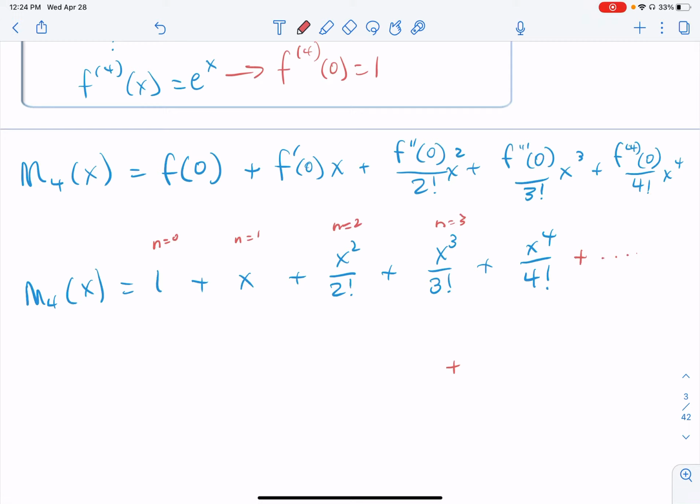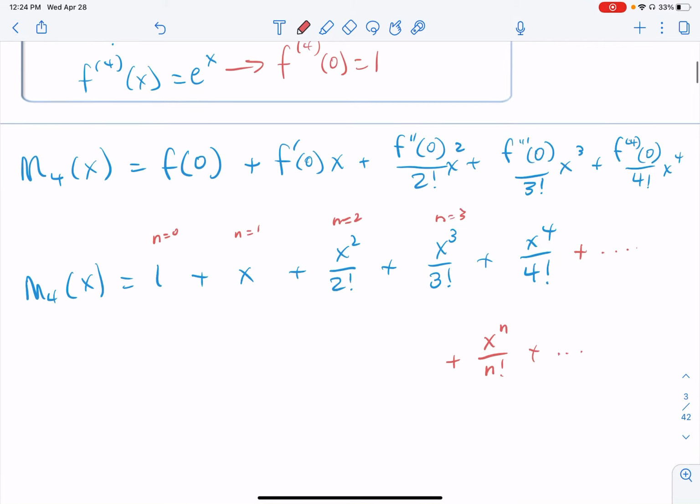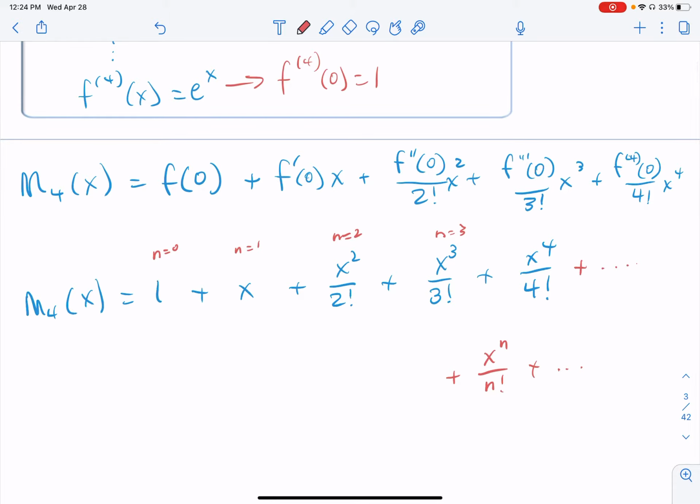The nth term would be x to the nth power over n factorial. And then if you wanted to sum all of them together, which is what that's doing, you do that with the summation notation. If you look at this, this is essentially a power series, right? It is a power series, but it's a very specific power series called the Maclaurin series.